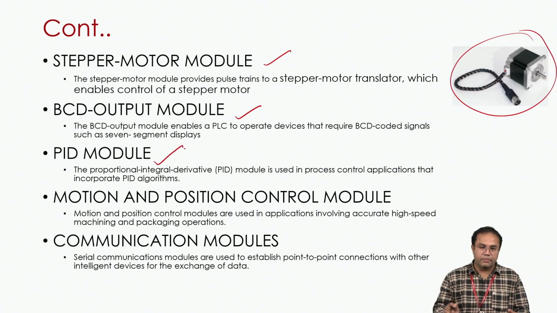Then the PID module, proportional integral derivative module. Most continuous processes are controlled by using this PID. So if you have these dedicated modules in the PLC architecture, it helps a lot. Then we have a motion and position control module, which is used in robotic applications. And finally, for communication purposes, we have the communication module. So you can see that for every need, for every requirement, we have special modules, right? That's it for the IO modules.